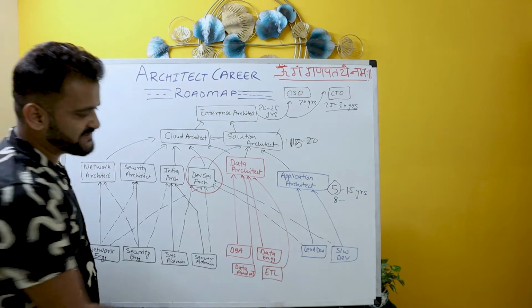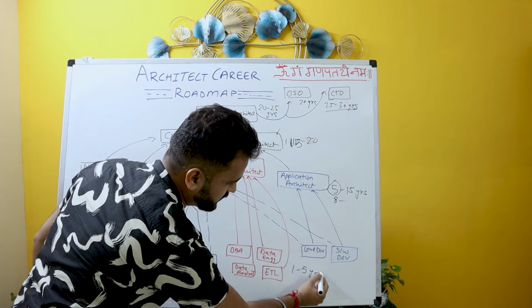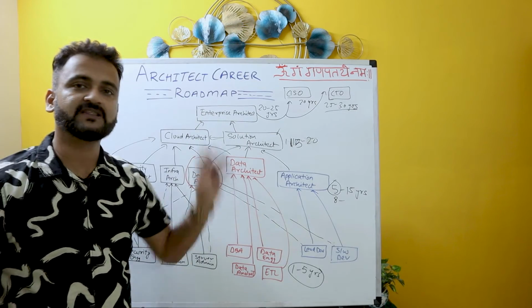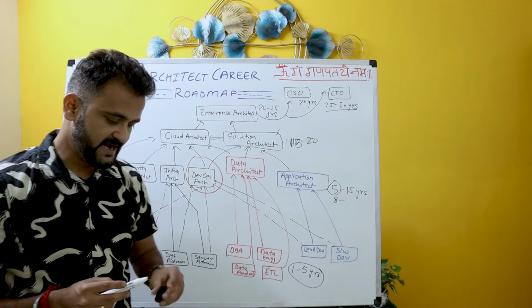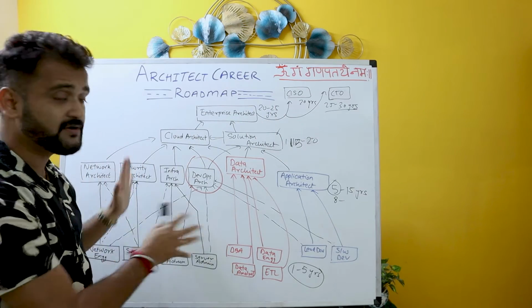So imagine you are here right now and you are between 1 to 5 years, and you are playing one of these roles. Now this is the path you can take, and this is where you should be focusing your energies. So this is the roadmap.